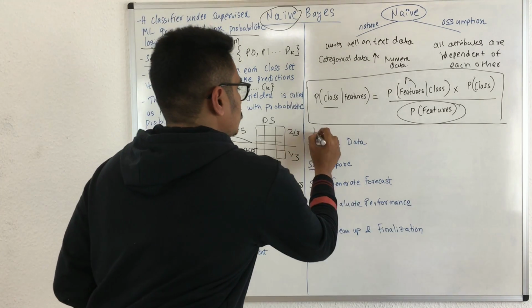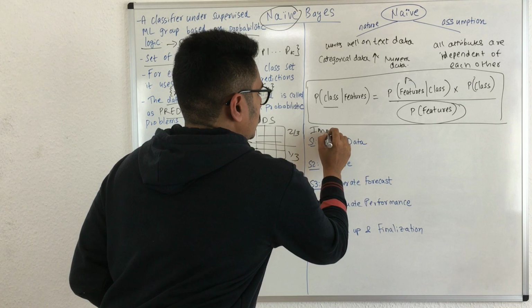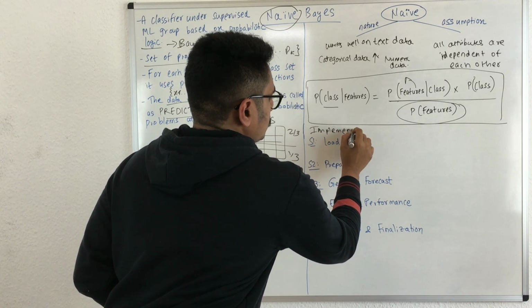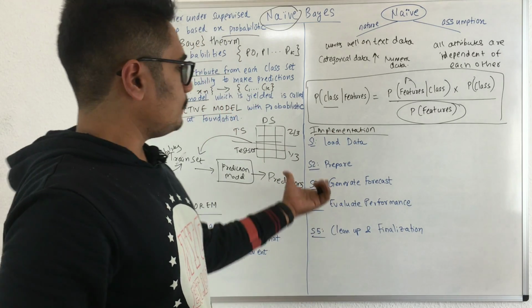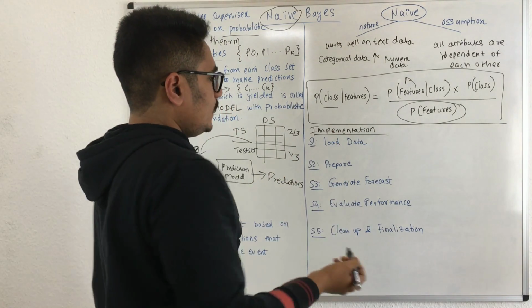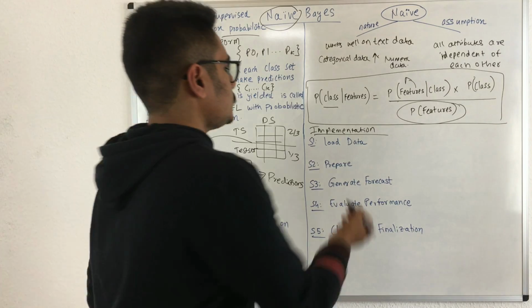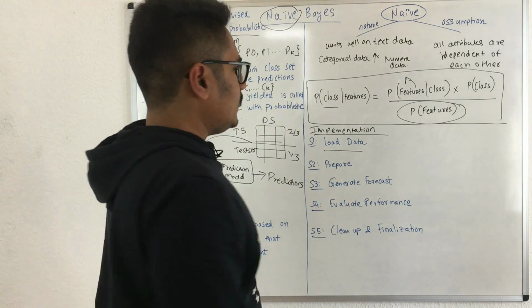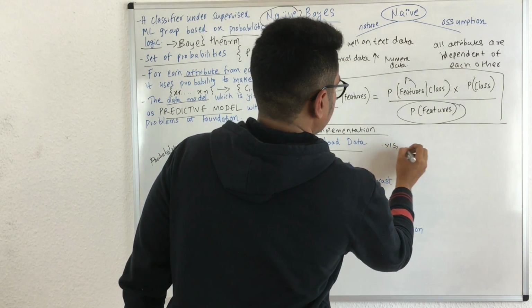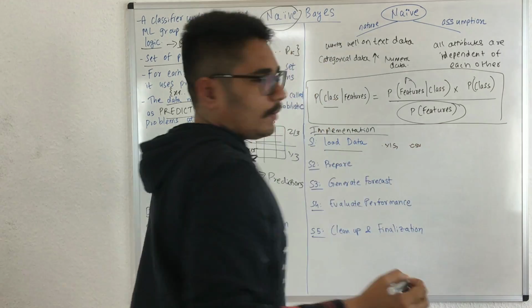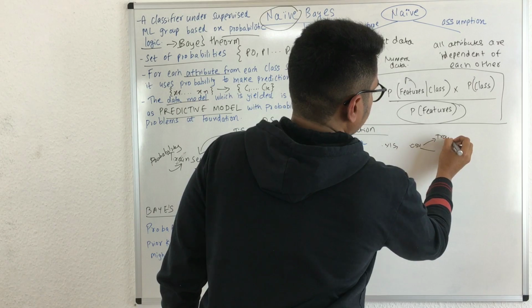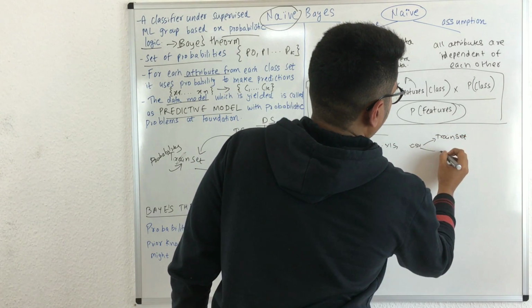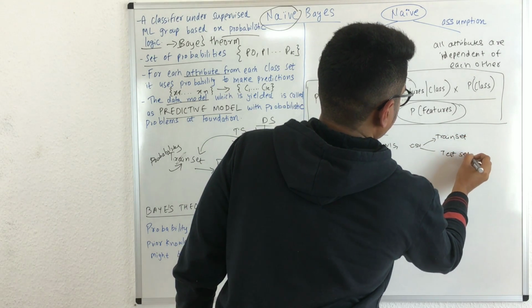Now I have considered certain steps for the implementation of naive Bayes. There are 5 basic steps to implement naive Bayes. In order to do naive Bayes, you first have to load your data. That data can be anything, like in .xls or .csv format, comma separated value, and then you divide it into a training set and a test set.